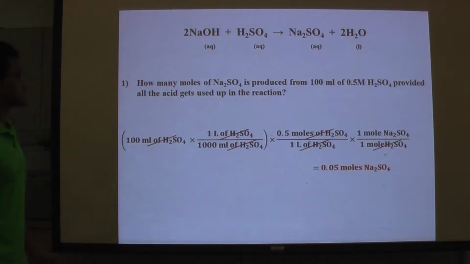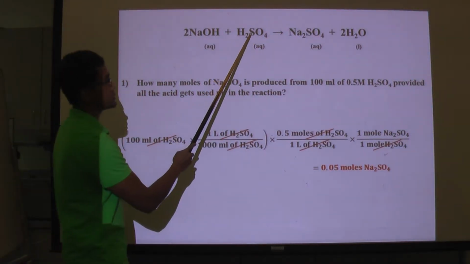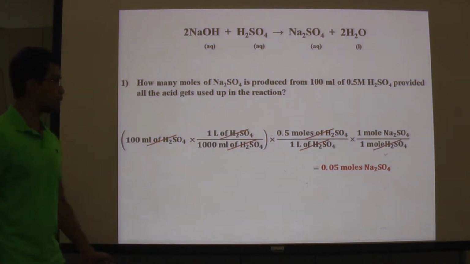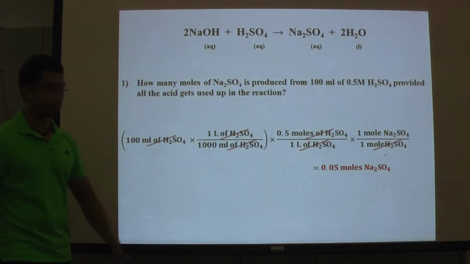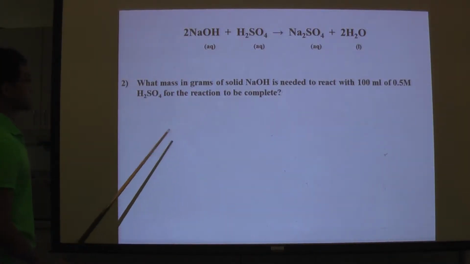Okay, let's look at another example. So we have looked at the relationship between sulfuric acid and sodium sulfate. What about the relationship between sulfuric acid and sodium hydroxide? So let's look at another example that describes that.